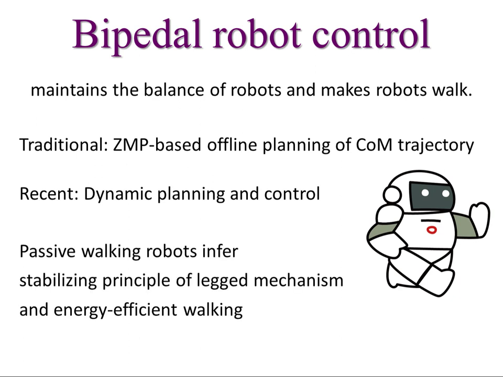Another biped walking that is attracting a lot of attention is passive walking, in which a legged machine with no actuators or sensors at all can walk stably down a slope. Passive gait generates a stable walking motion despite the fact that it does not use any control at all. Therefore, it is assumed that there is a stabilizing principle of the legged machine itself, and a lot of research has been done to reveal this principle.